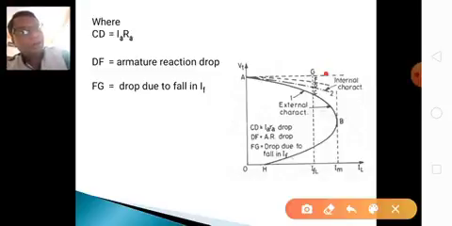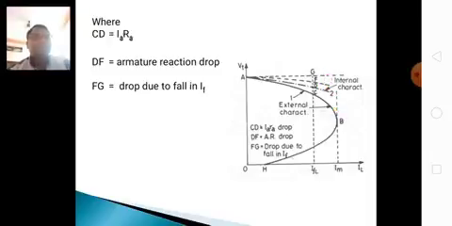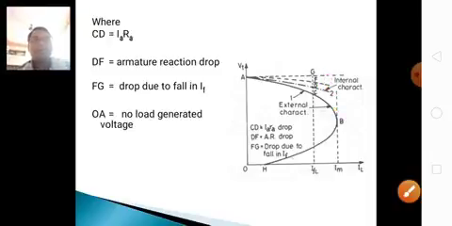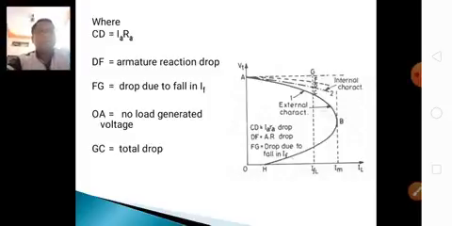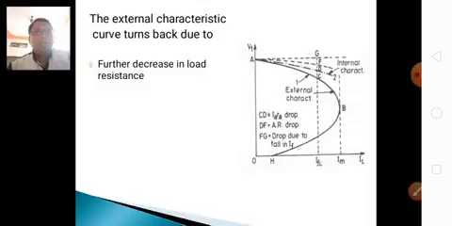So there are three drops. The first is due to the fall in IF, the second is DF due to armature reaction, and the third is the IA RA drop. These are the three drops reducing the voltage. OA equals the no load generated EMF. GC equals the total drop: armature drop plus reaction drop plus the drop due to fall in IF. So the terminal voltage VG equals OA minus GC, that is E minus the drop.